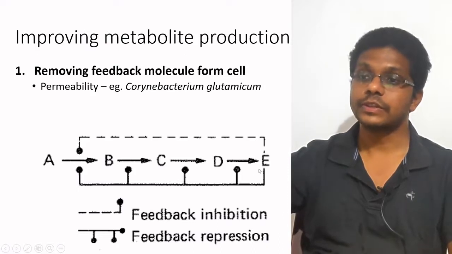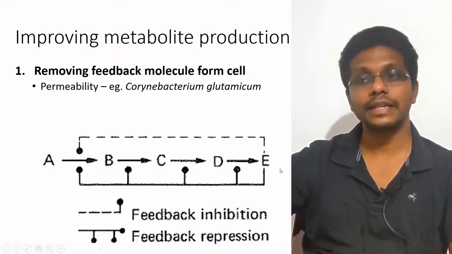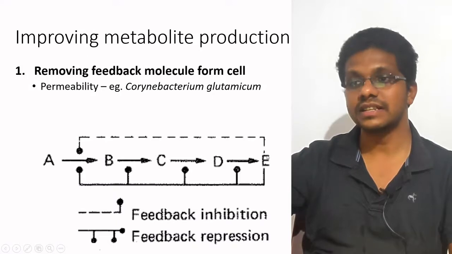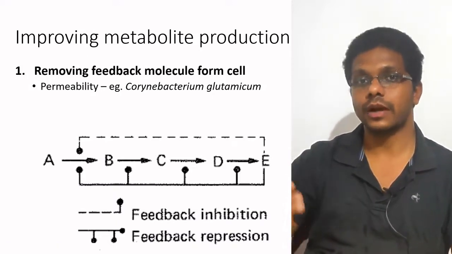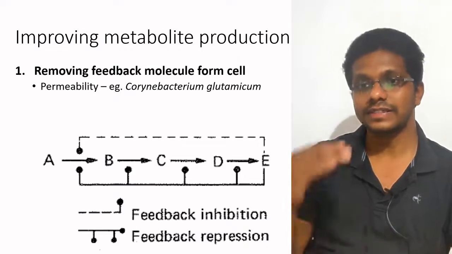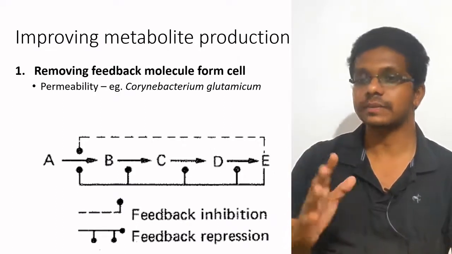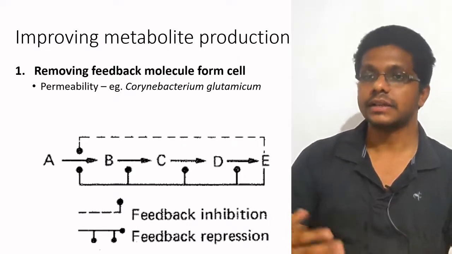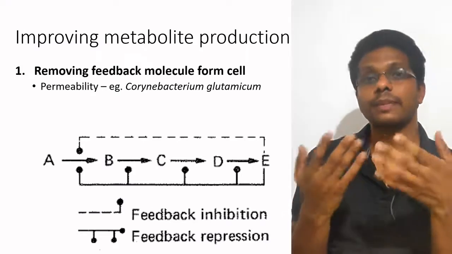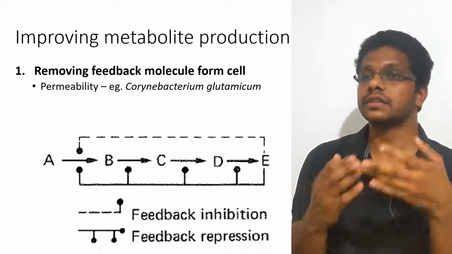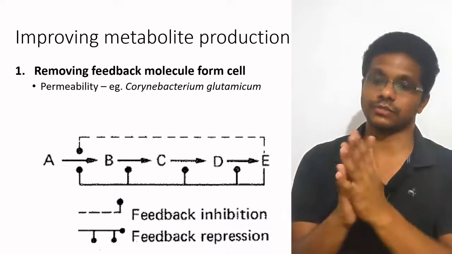So what we will do is we will increase the permeability of the cell for E. So once the product E is produced, it will be transported out of the cell. So the inside concentration will be low, and feedback inhibition and feedback repression doesn't happen. That's the first strategy. So it's just to increase the permeability of the cell, so the feedback molecule will not be in the cell, so the feedback mechanism doesn't work.